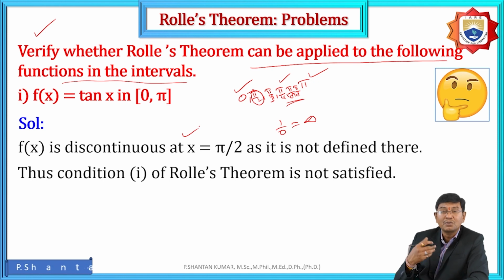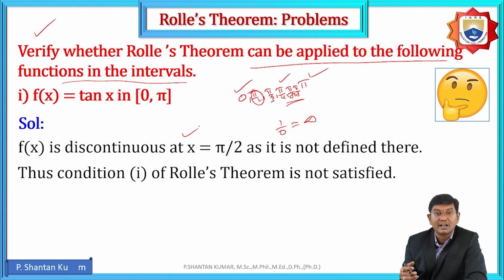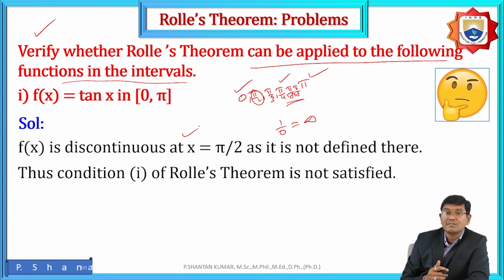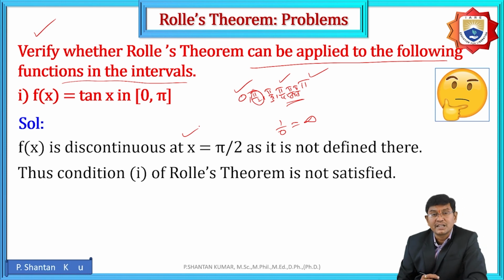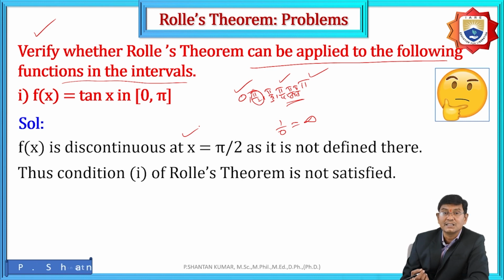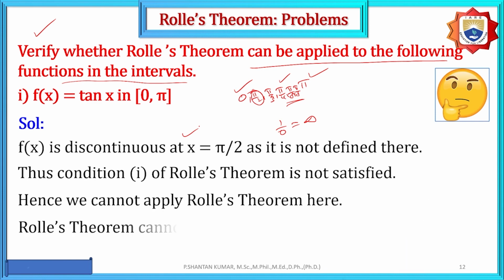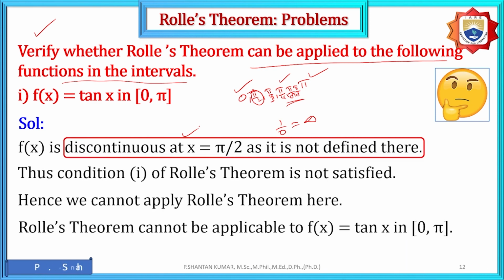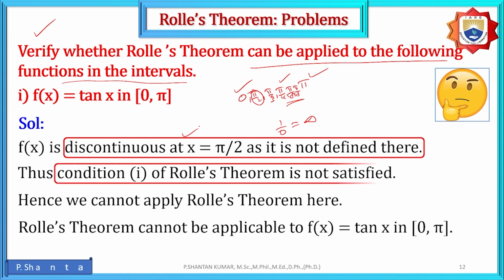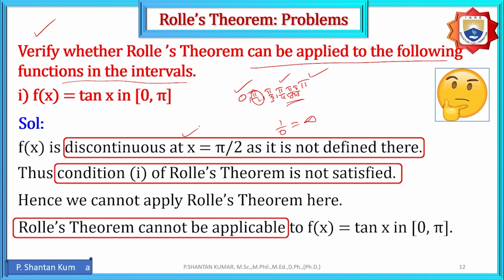Therefore, the first condition itself does not exist. So we should not go on to check the second and third conditions, and finding f dash of c is not required. The conclusion is that f of x equal to tan x on the interval 0, pi does not satisfy Rolle's theorem. We cannot apply Rolle's theorem because at x equal to pi by 2 it is not defined, since the value there is infinite. Yeah, these are the three conditions.